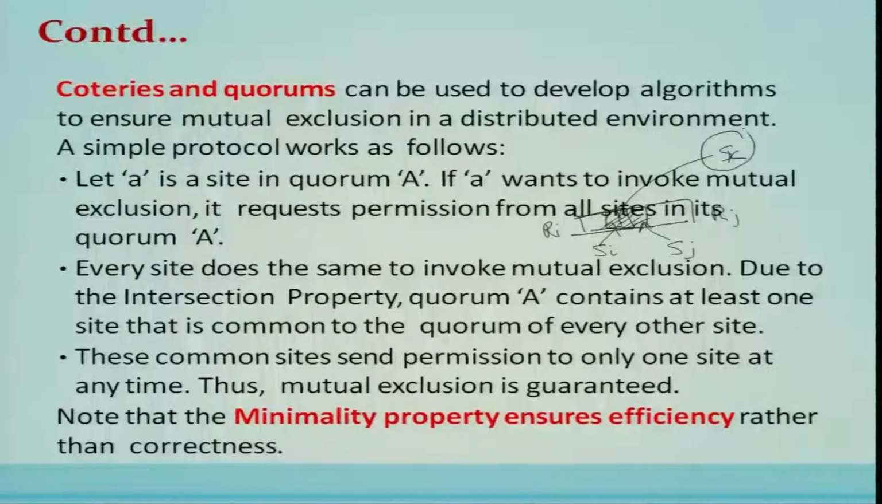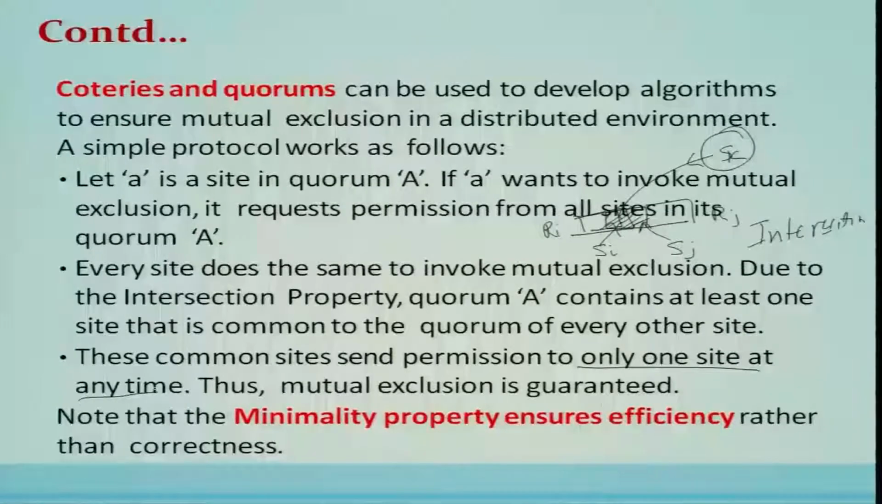So, this Sk will mediate. Why? Because it will release only one reply or one permission to ensure the mutual exclusion. So, the intersection property will ensure here, to guarantee that only one site at a time is allowed to execute in the critical section.